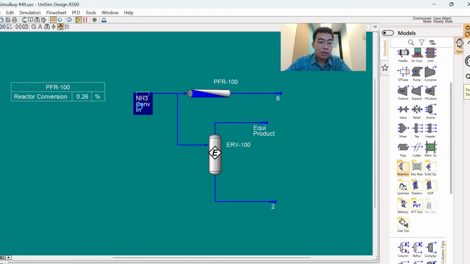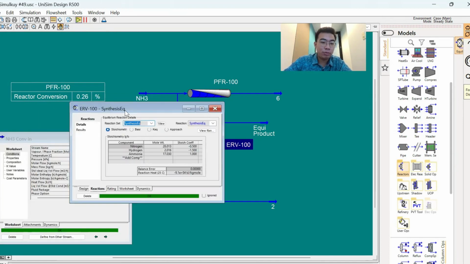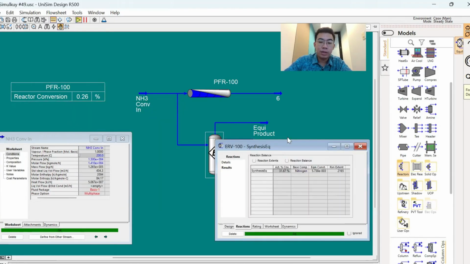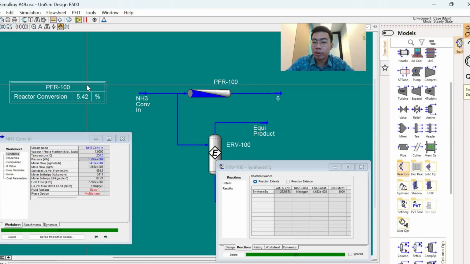So if we have the feed at 200, we can alter this temperature. Yeah, we could also see the effect to the equilibrium reactor, because equilibrium will depend on these operating conditions. For example, if I increase to 50, yeah, you could see that we have lower actual conversion, it becomes 27, but we have an increase in the reactor conversion. Why? Yeah, because if we increase the temperature, it will increase our kinetic rate. But in this condition, if we increase the temperature, it will shift to a lower equilibrium conversion.